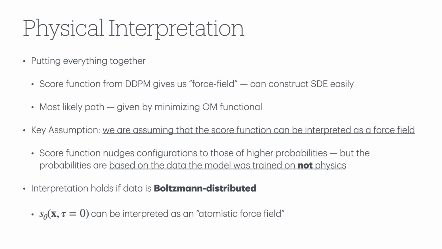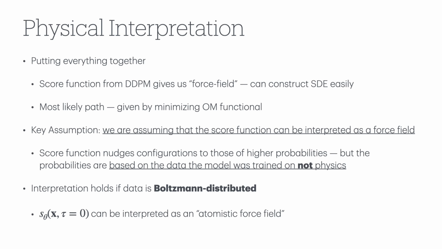The key assumption we are making, though, is that the score function can truly be interpreted as a force field, right? But the score function nudges these configurations to those of higher probabilities. What does higher probabilities mean to the model? The probabilities are based on the data the model was trained on, not actual true physics, right? It's based on the corpus of protein configurations that it was actually trained on.